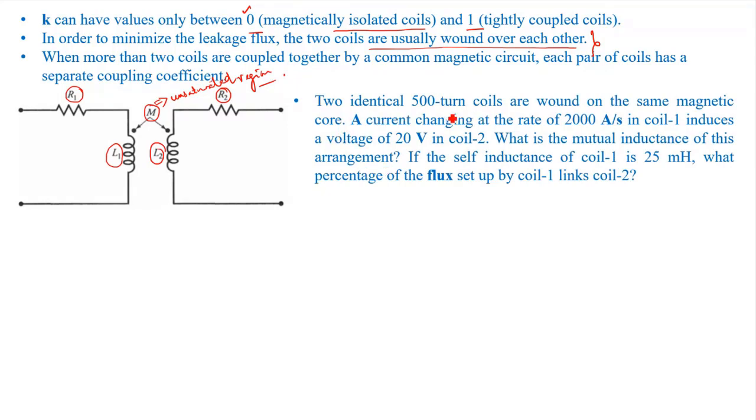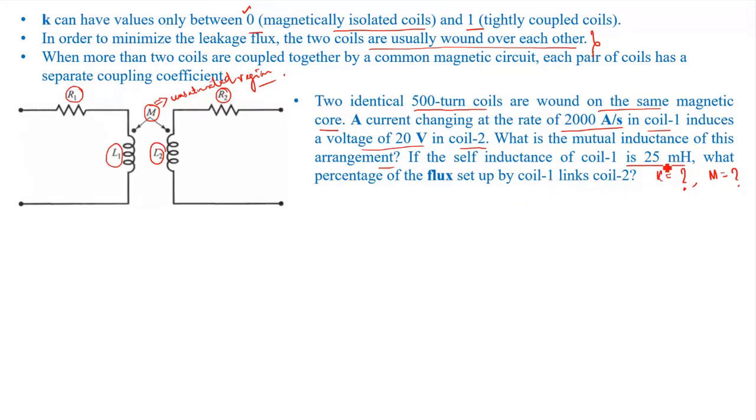This small problem: two identical 500-turn coils are wound on the same magnetic core as shown in the previous figure. A current changing at the rate of 2000 ampere per second in coil 1 induces a voltage of 20 volt in coil 2. What is the mutual inductance of this arrangement? If the self inductance of each coil is 25 millihenry, what percentage of the flux set up by coil 1 links coil 2? So this is your question to find the value of K, and also we need to find the mutual inductance.